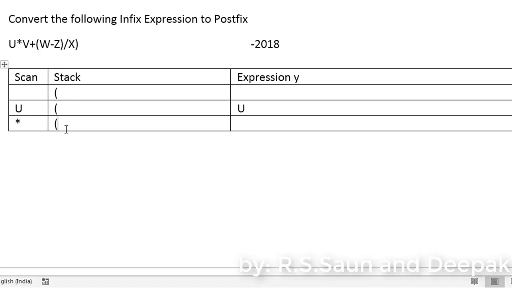Let us assume that we have an exponential operator. The exponential operator has a higher precedence than the multiplication, so your exponential operator goes to the expression, and then your multiplication goes to the stack.